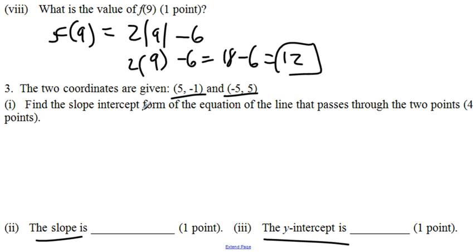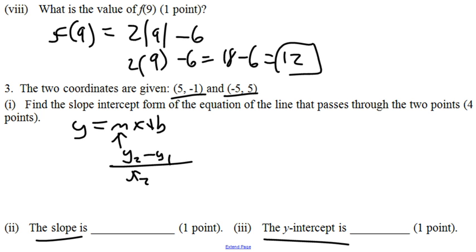So if I'm going to find the equation of a line, I know I have to have y equals mx plus b. I need to find an m, and I have to find a y-intercept. So first, let's focus on the m. The way we find m is we use our slope formula: y2 minus y1 all over x2 minus x1. So look right here, x1, y1, x2, and y2. Okay? So let's do it.